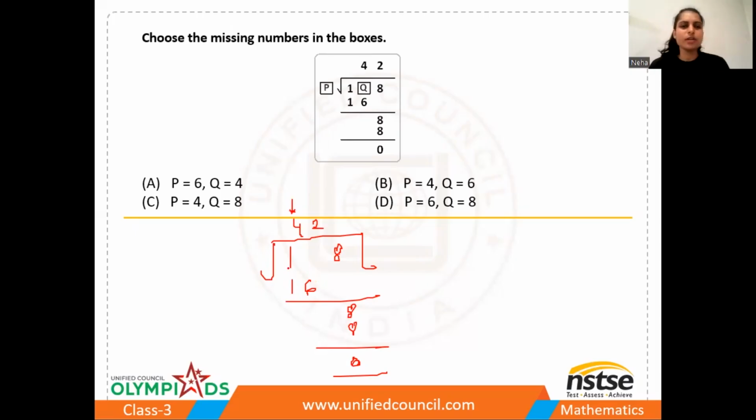I know there is only one number which I can multiply with 4 and get 16, which is 4, because 4 fours are 16. So yes, this is 4 and this becomes 16. 16 minus 16 is now 0, the remainder. Now I can take the 8, and 4 twos are 8, 8 minus 8 is 0. Now my division is perfect. So yes, I can say option C is the right answer, because for P I am getting 4 and for Q I am getting 6. Clear?